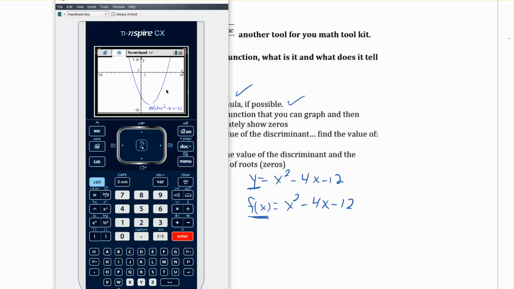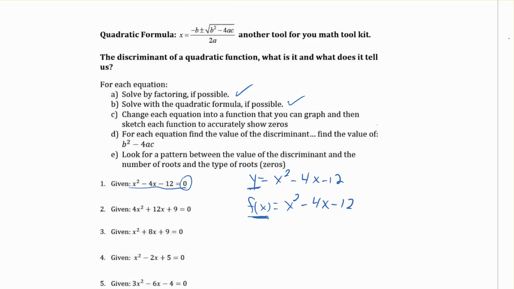We can see the x-intercepts quite well, and we can see my vertex quite well. We'll go over in our next lessons how to find x-intercepts and vertex and all that kind of stuff. But for now, I just want you to sketch this graph. So that's what you want to do for part C. Okay, so you guys know how to do that one.